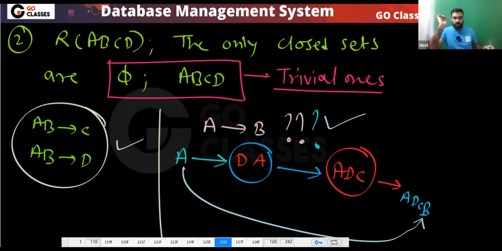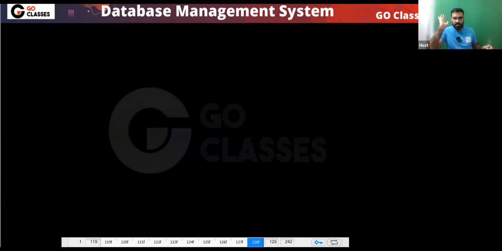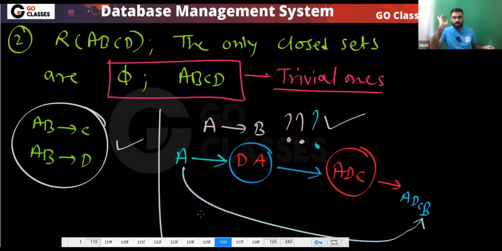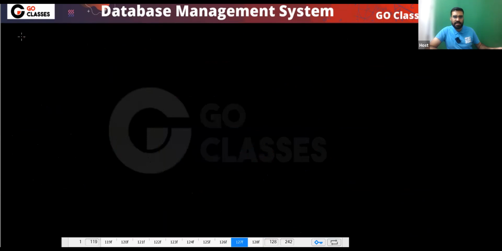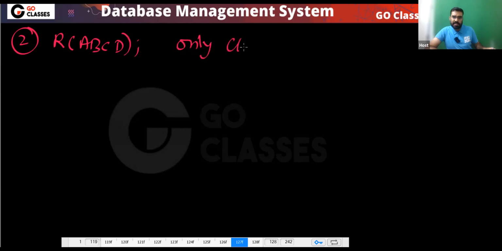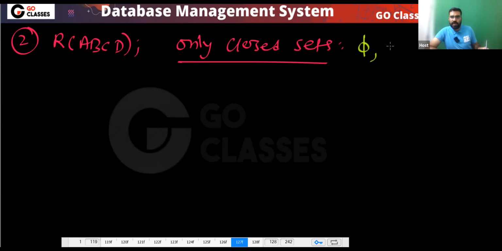So is this clear? Okay, let's come to the final conclusion. In the second question, what can you say? Your relation is ABCD and only closed sets are these. What are the only closed sets? 5, ABCD. So what is the conclusion? The conclusion is that A will determine B. Agree? Yes or no? That A will determine everything else.